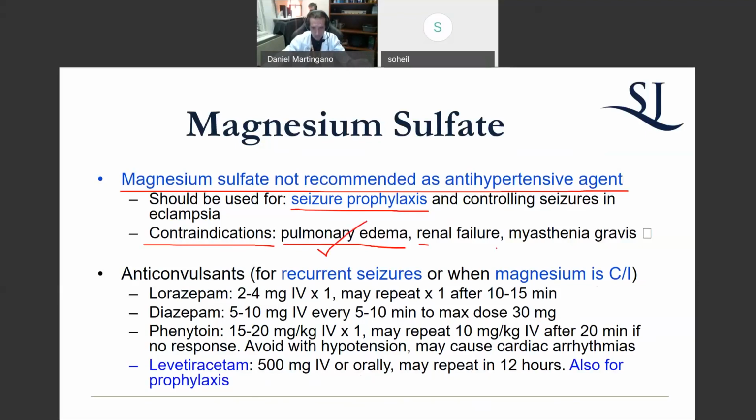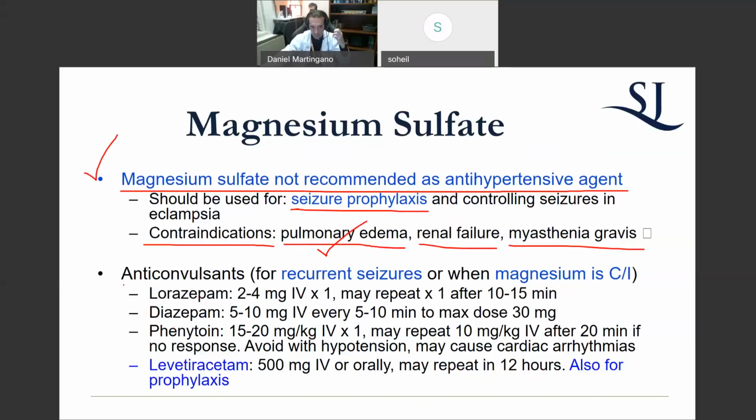If you have renal failure, you can't use magnesium. If you have a creatinine that's 1.1 and you diagnose preeclampsia with severe features, that's renal dysfunction, but that doesn't preclude you from using magnesium sulfate. I'm talking about legit renal failure, like your creatinine's 4 or something. And then myasthenia gravis as well, because those channels are already impaired. If you add something additionally, it's going to cause cardiac problems and so on. So magnesium sulfate is for seizure prophylaxis, okay?